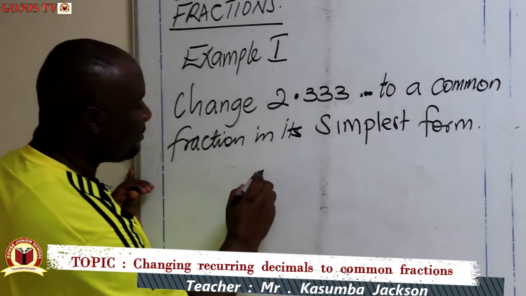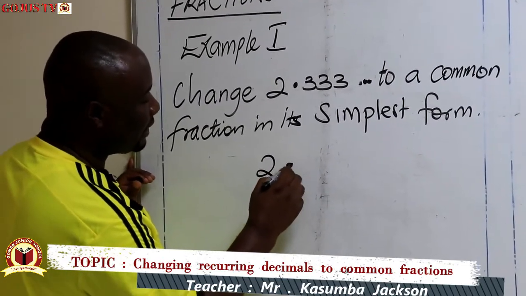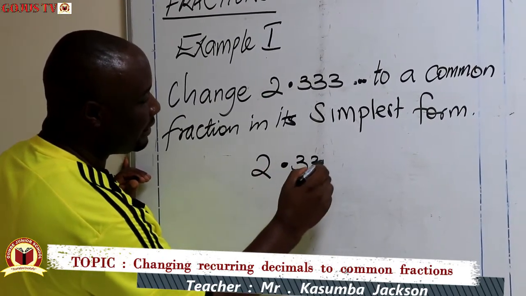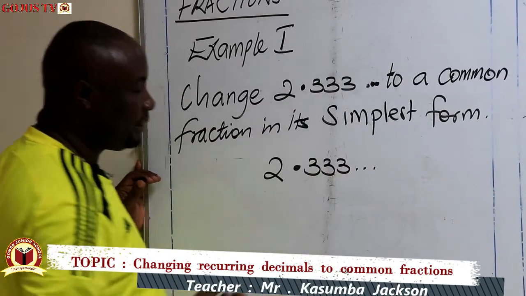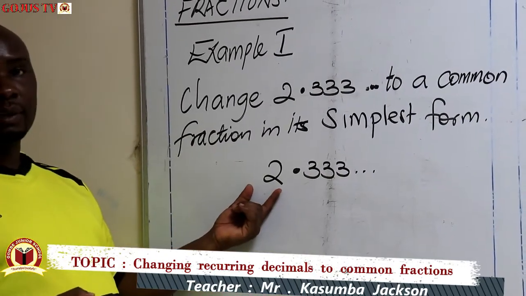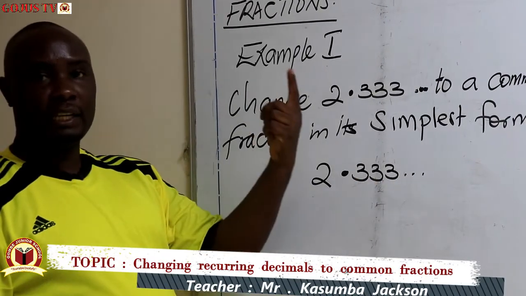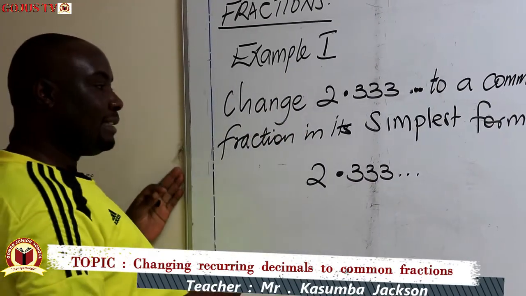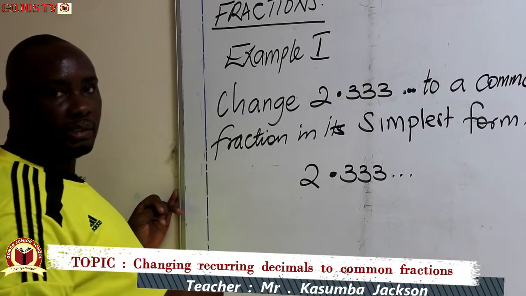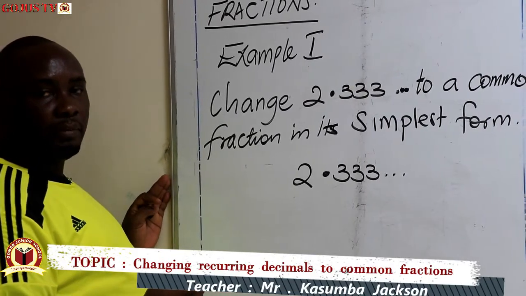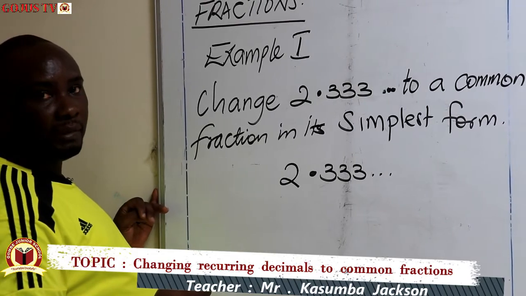For example, if we have 2.333 recurring, it means we have a whole number in front of the point, and behind the decimal point we are having a recurring digit which is 3. So in this sense, we have so many methods we can use, but the basic one is to separate the whole number from the repeating decimal.